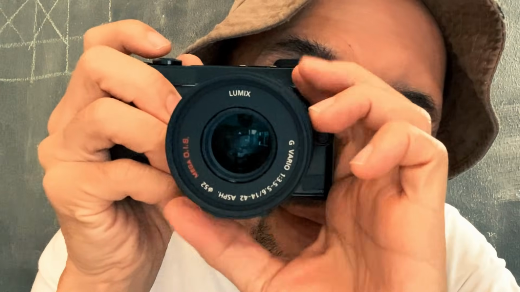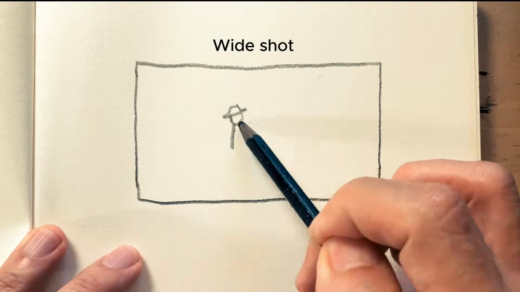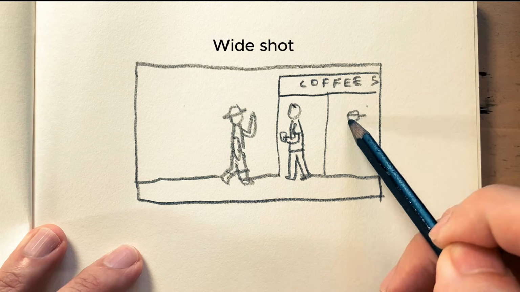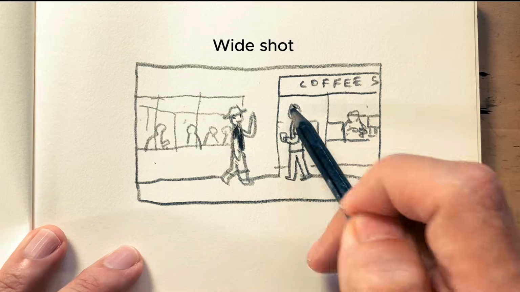Now similar to film, we can frame our pictures and words in each comic panel with either a wide shot, mid shot, or a close-up. Wide shots tell the reader where the story scene takes place, where the characters are, or where a character or object is in relation to other objects in the scene. It mainly answers the question, where?